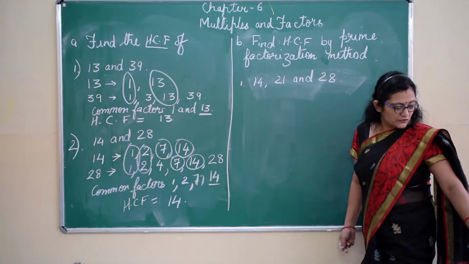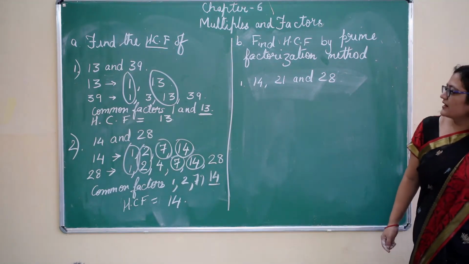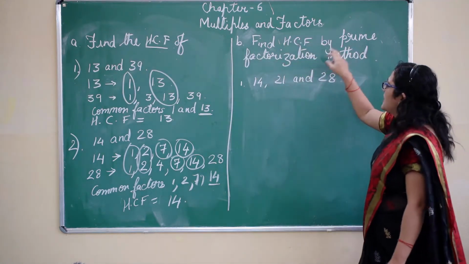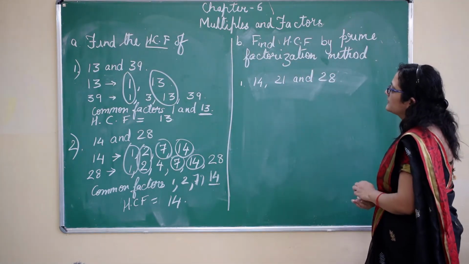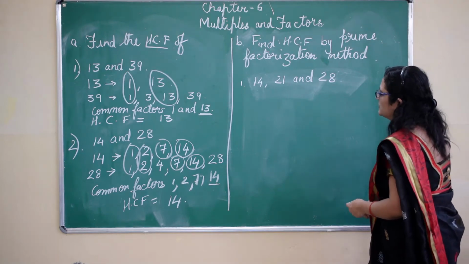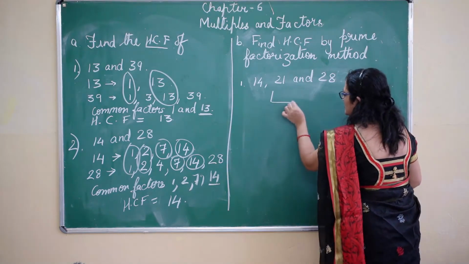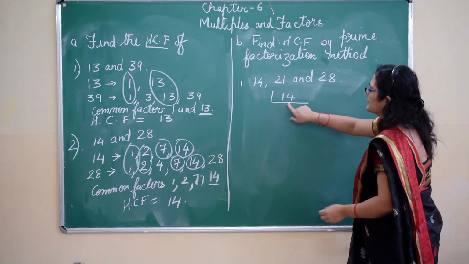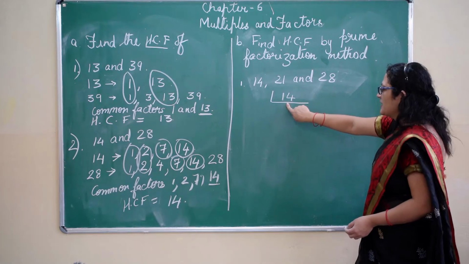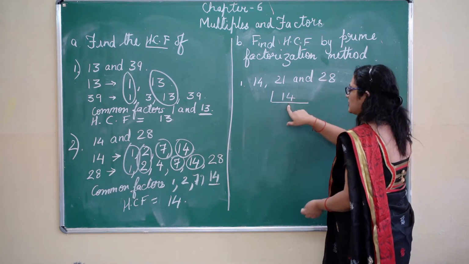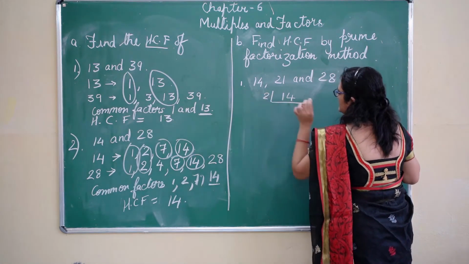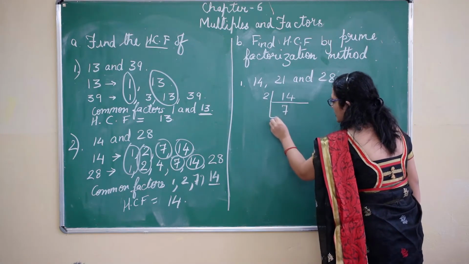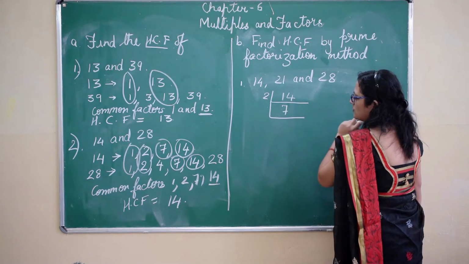Okay, we have two methods in this: first, find the HCF by the common factor method, and second, find the HCF by the prime factorization method. We will see the prime factorization method. For this, write 14 like this. In the table of 2, 14 comes, so we'll start with 2. 2 sevens are 14.